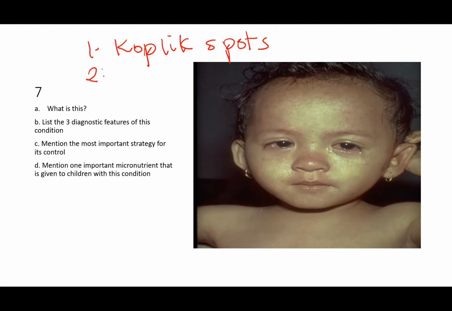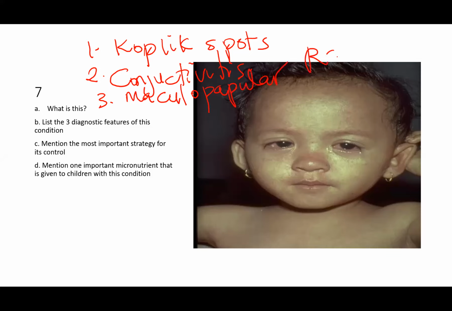Two, look at her eyes, she has conjunctivitis. And three, she has maculopapular rashes. So the three diagnostic features of measles are Koplik spots, conjunctivitis, maculopapular rashes.